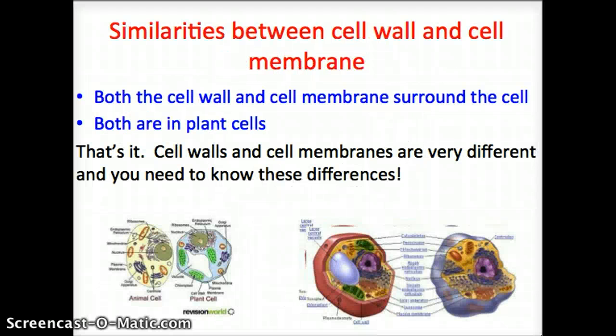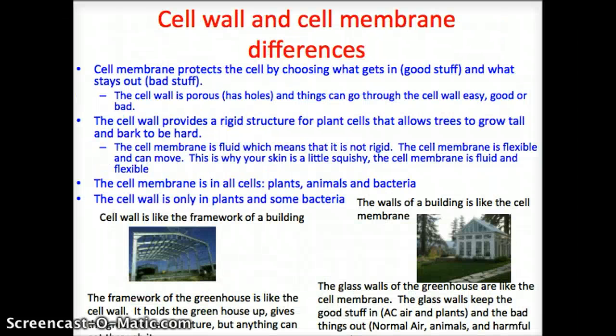Go ahead and write down the similarities. Press pause and then hit play when you're ready to continue. Similarities between cell wall and cell membrane. There aren't very many. Both the cell wall and cell membrane surround the cell, and both are in plant cells. That's really it. Now the differences, there's a lot of them.